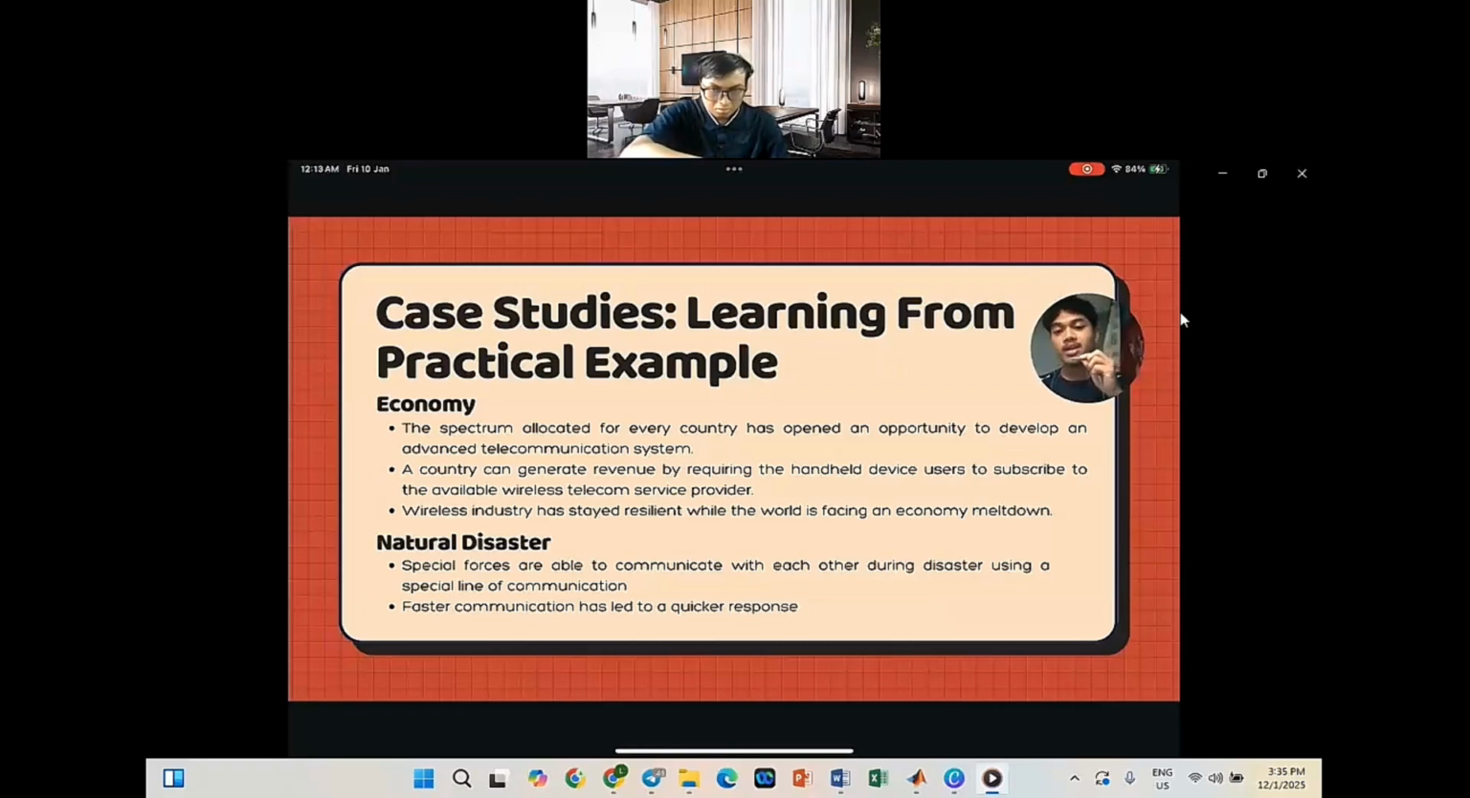The second one is natural disaster. Special forces are able to communicate with each other using a special line, and this has led to faster communication and a quicker response.